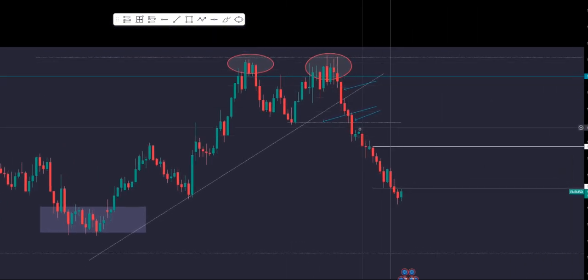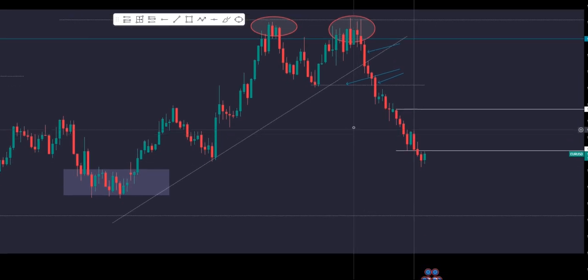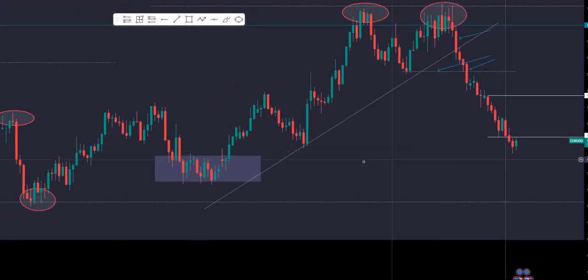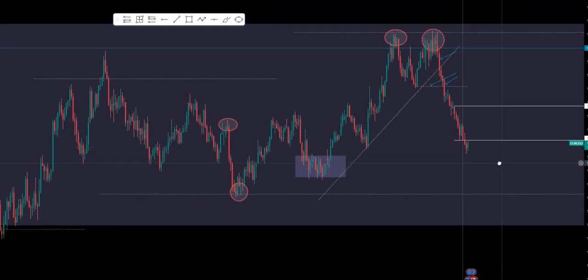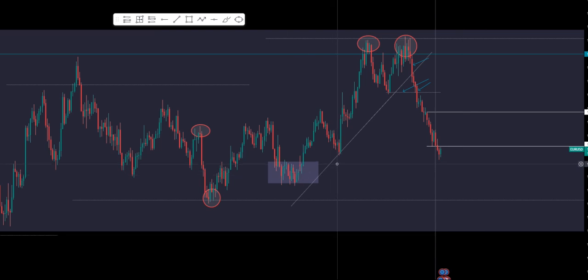And now, break. Huge break, price started to melt down, and now we are bearish. We are very bearish. So we are expecting the price to come to this area. About to hit it.